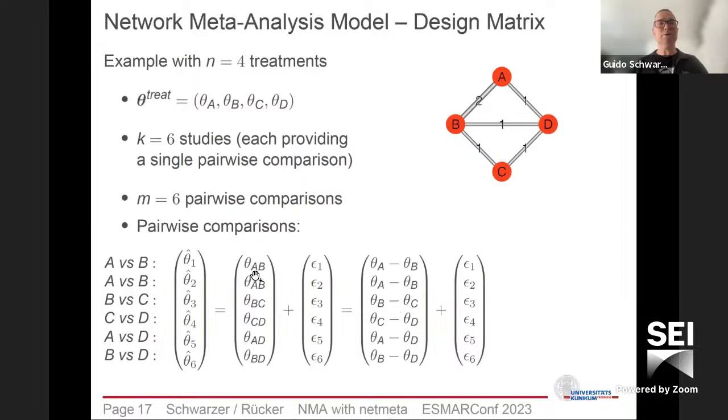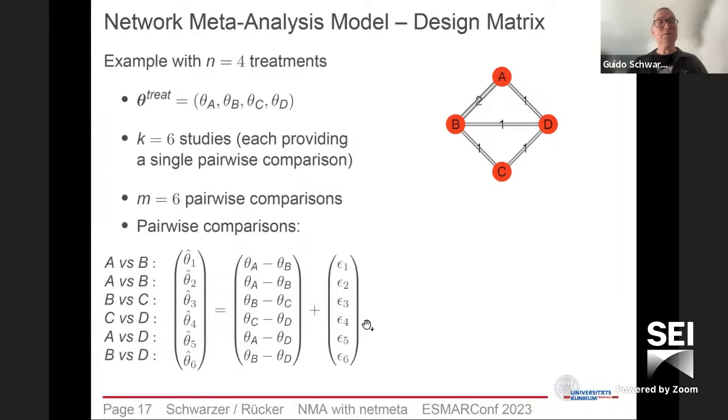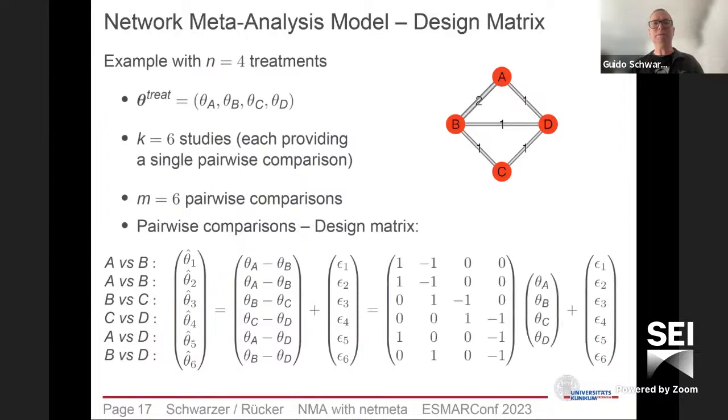So we say the comparison A versus B is just phi A minus phi B, and this could, for example, be a difference of mean differences, or a difference of log odds, and so on, as examples. And now let's move it a little bit to the left side in order to get some more space, because the next thing we will do is switch from this notation to a matrix notation.